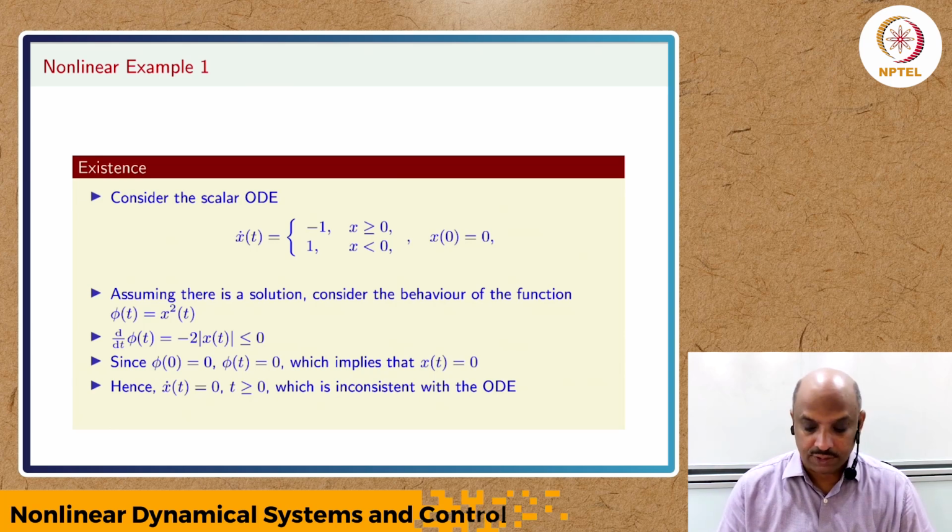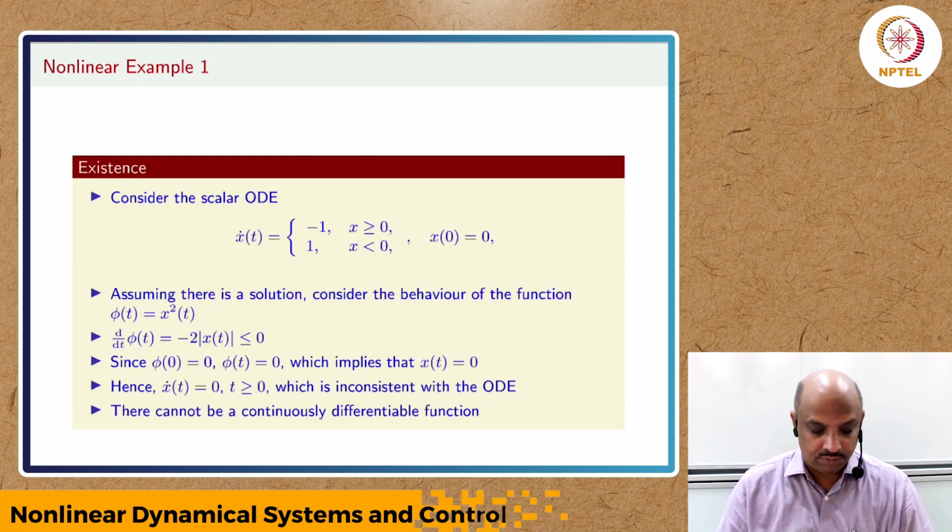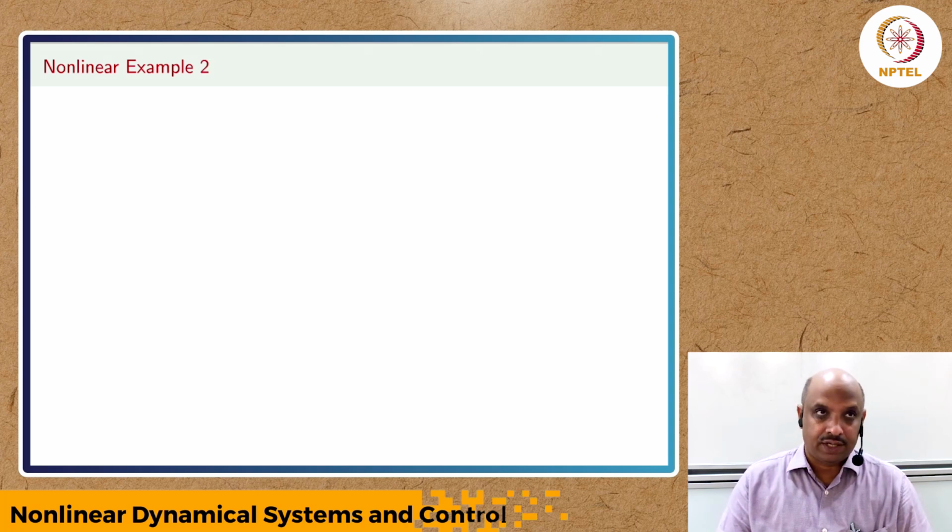Of course, does it matter? Does this represent any physics or not is a different question. But for the time being, we do have an example where a nonlinear system for a given initial condition does not have any solution. Okay. I say there cannot be any continuously differentiable function because that's the definition of our solution. But we don't have any function anyway. It doesn't matter. So we'll go to a second example, perhaps slightly more interesting one.